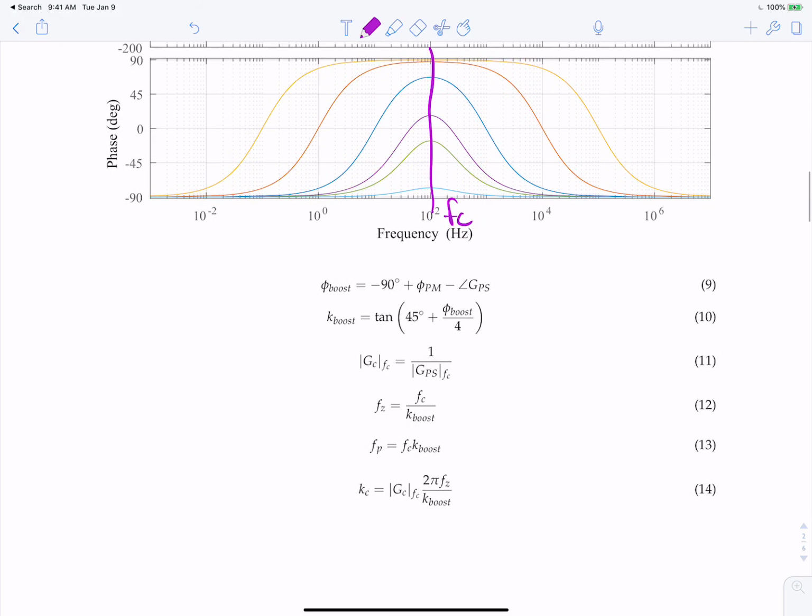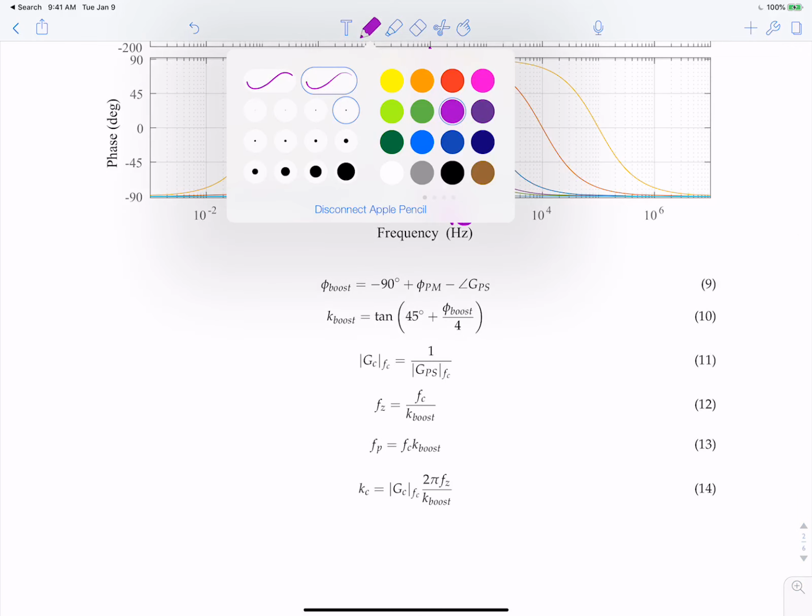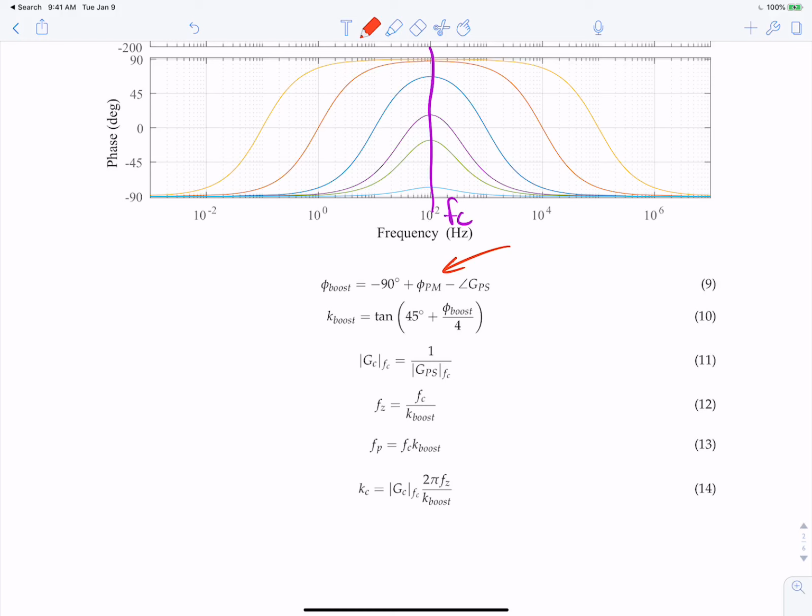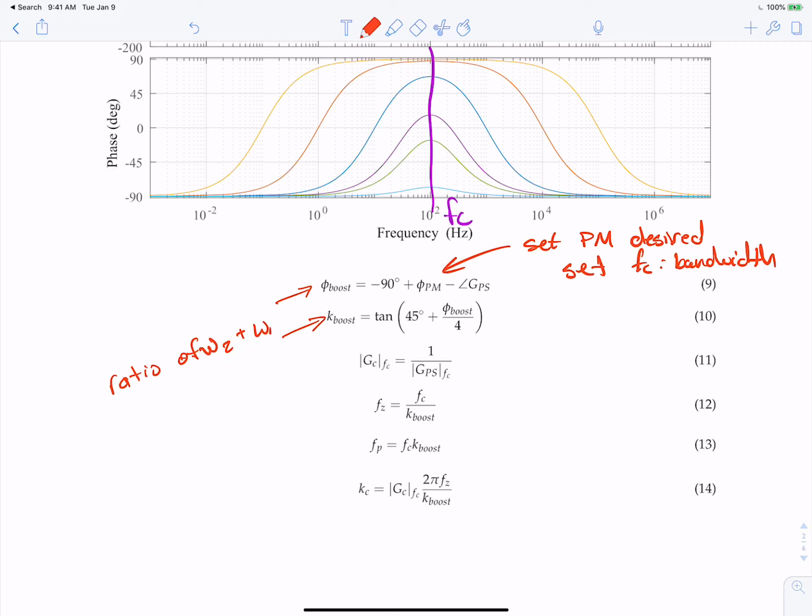Now you could do the same design process, depending on how much phase margin you want. So you could set the phase margin that you would like. You get to set FC, which is the bandwidth, and then you can calculate these values. So phi boost will be how much phase boost you need at that particular frequency. This is a ratio of omega z to omega p centered around FC.